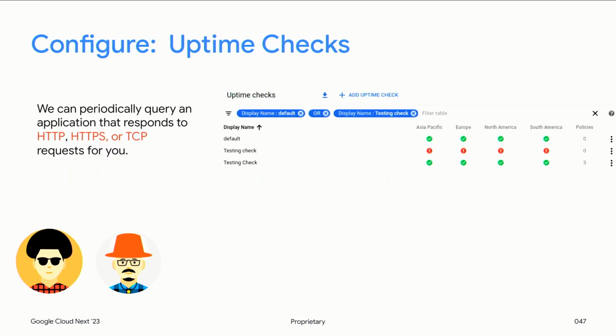Then, you could configure something called an uptime check. What uptime check does is if you have a business critical application, and before your users report that, hey, an application is down, we can configure it, we can ping it periodically to see if it responds to our HTTP, HTTPS, or TCP request, and let you know that, hey, your request is probably down somewhere.